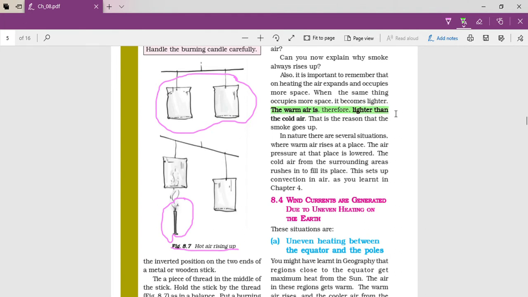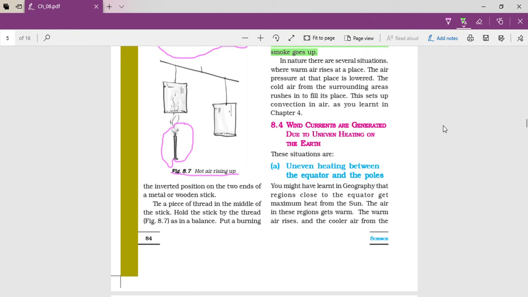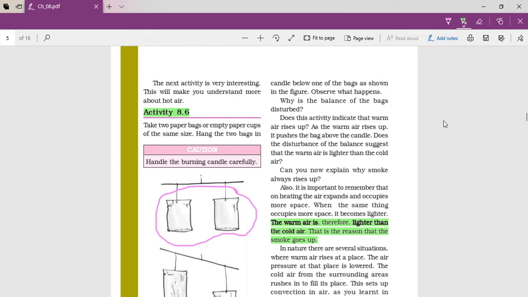Warm air rises up. It is also important to remember that on heating, the air expands and occupies more space. When the same thing occupies more space, it becomes lighter. The warm air is therefore lighter than cold air. That is the reason that the smoke goes up. Sometimes it is asked in a reasoning question why smoke goes up. So this is the answer which I have told you in this regard.